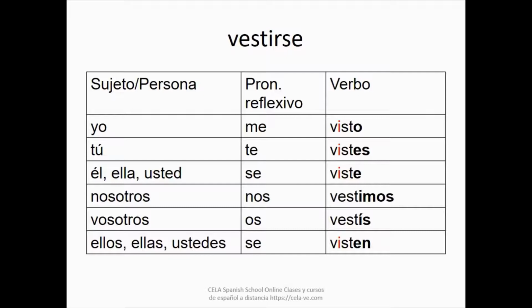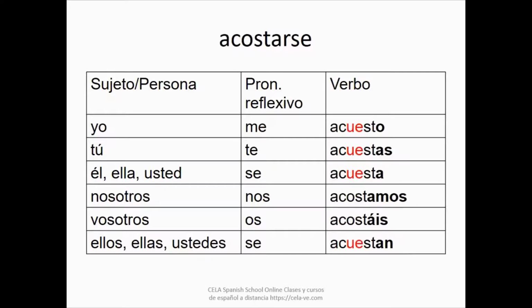In Spanish, many verbs that end in er and ir are irregular in the present tense. Acostarse is also reflexive. Acostarse ends in ar and has a vowel change in the stem. It changes from e to ue in the first three persons of the singular and in the third person plural.